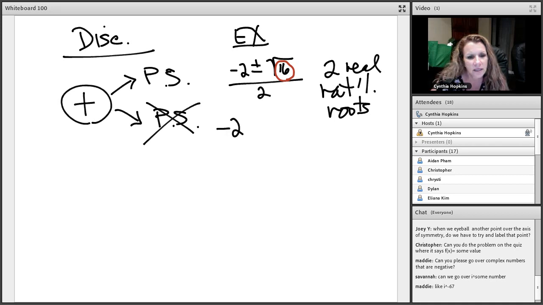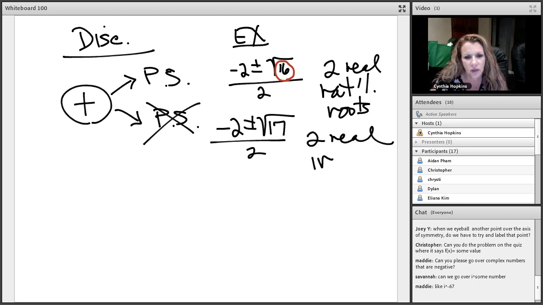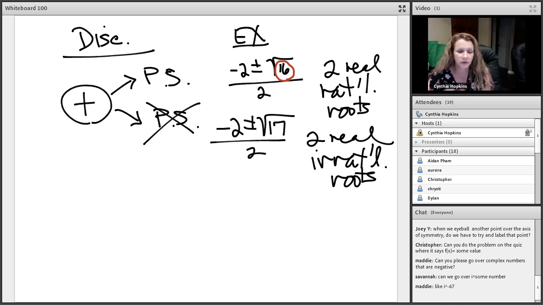All right, but let's say you had -2 plus or minus the square root of 17 all over 2. 17 is not a perfect square. So it's positive, but it's not a perfect square. And so we say that we'll have 2 real irrational roots, because my square root of 17 can't be simplified, so that's going to end up being irrational.